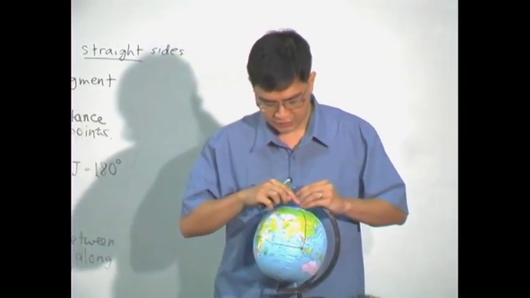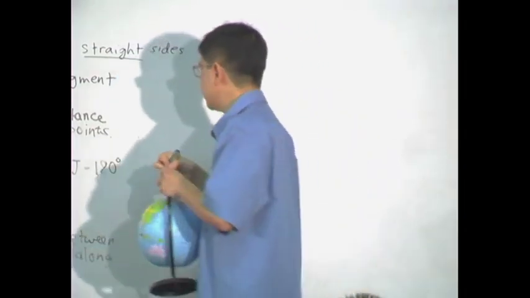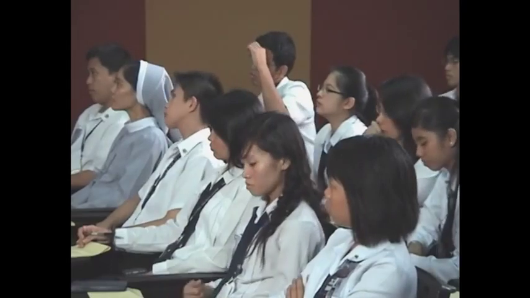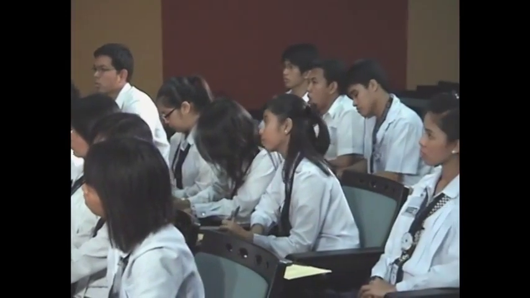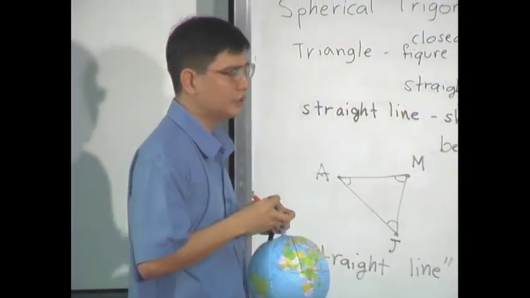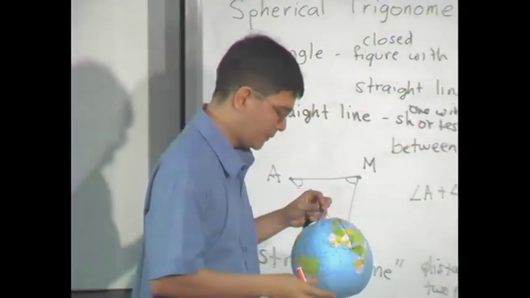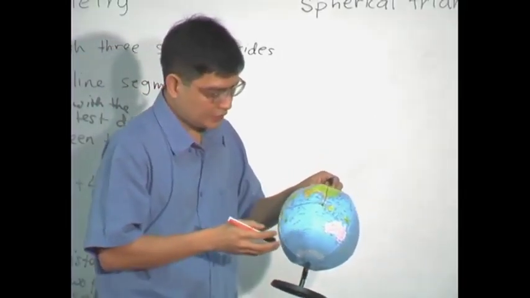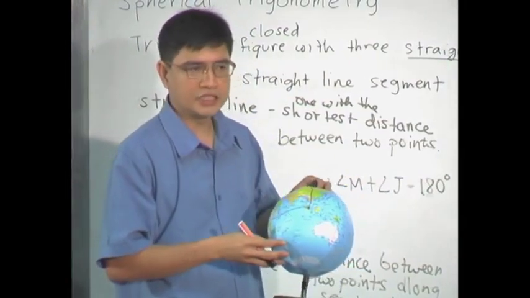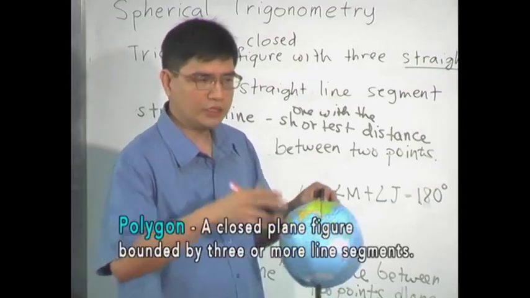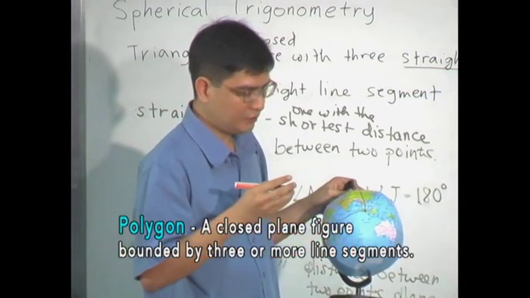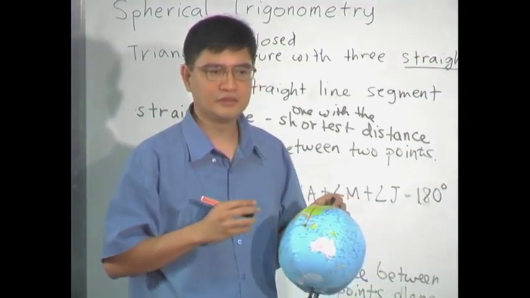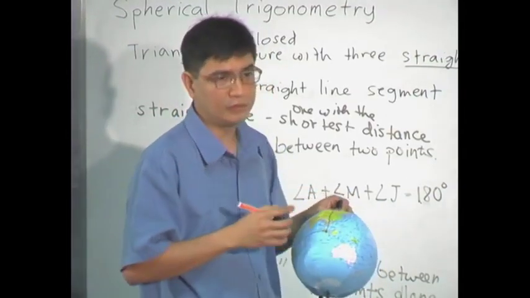One example is the sum of the 3 angles in a spherical triangle. Let's call that a spherical triangle. The sum of the interior angles in a spherical triangle is no longer equal to 180 degrees. Many properties that you learned in plane trigonometry no longer apply to spherical trigonometry. In spherical trigonometry, it's possible to have a polygon. A polygon is a closed-sided figure with straight sides. It's possible to have a polygon with just 2 sides. We cannot do that in plane trigonometry.